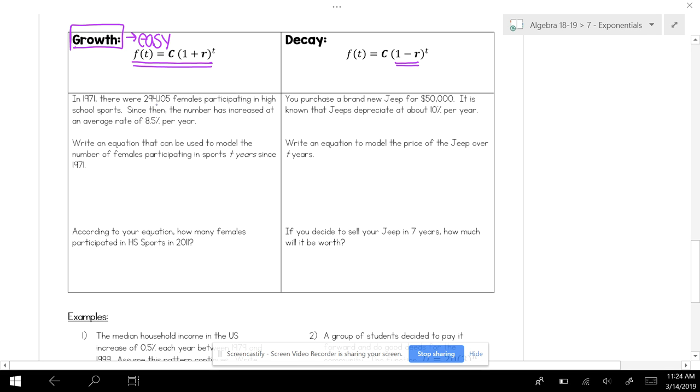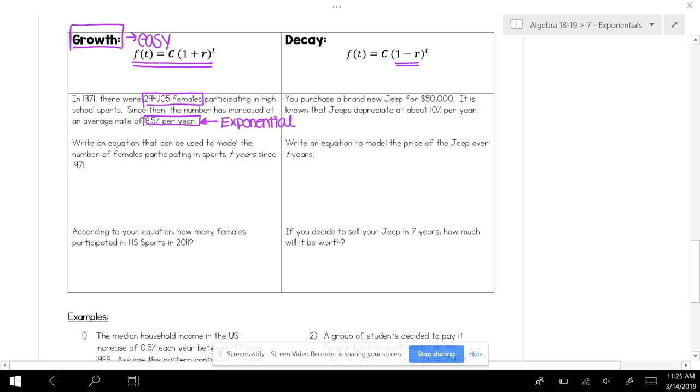In 1971, there were 294,100. Oh my gosh, that's a lot of females participating in high school sports. Since then, the number has increased at 8.5% per year. Once they introduce percents, that's a multiplier. So what that means is that this is an exponential function.